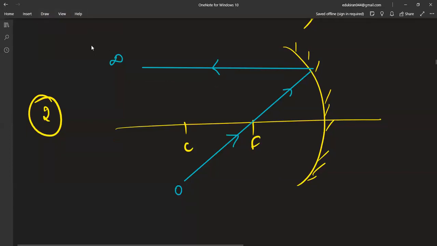Fine. So you have to be careful where the image is formed. More than where the image is formed, you have to be careful where the object is kept, because the image will be formed accordingly.